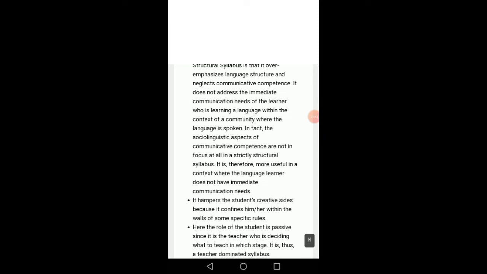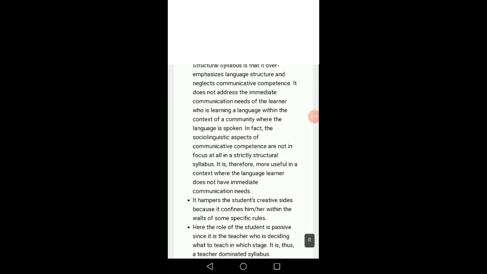You are teaching tenses, passive voice, direct, indirect. So you take one sentence as an example, then you negate it, then you put it into yes-no form, then you change it into a wh question. So you are dealing with language at the sentential level, and it does not reflect the socio-linguistic or linguistic aspect of the language. Okay, because this is not the focus of this syllabus.